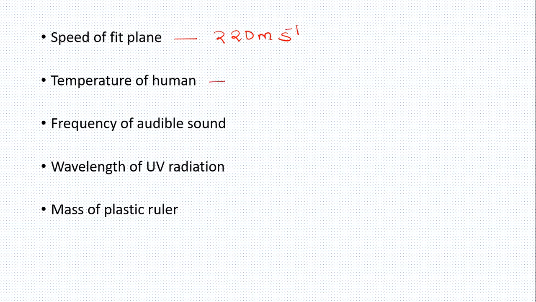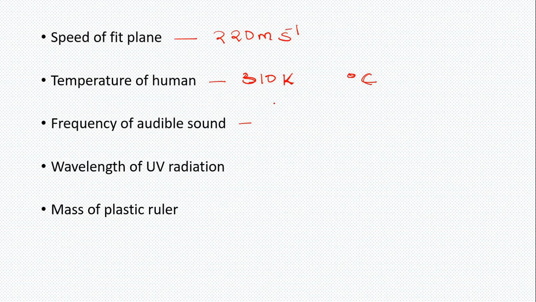What about the temperature of a human? The temperature of a human is about 310 Kelvin. I hope you know when we talk about Kelvin, we also have degrees Celsius, but we're talking about Kelvin because Kelvin is the required unit, the recommended base unit that you're supposed to use.